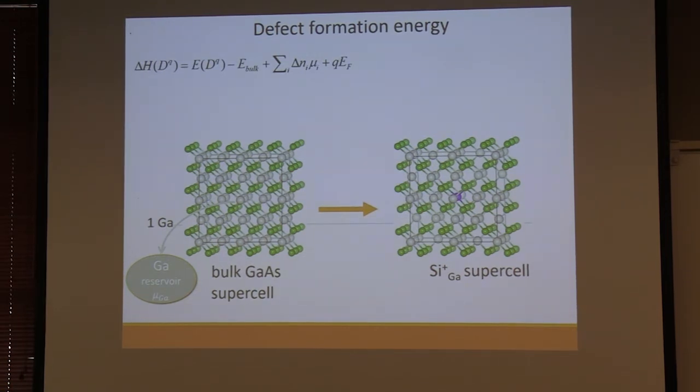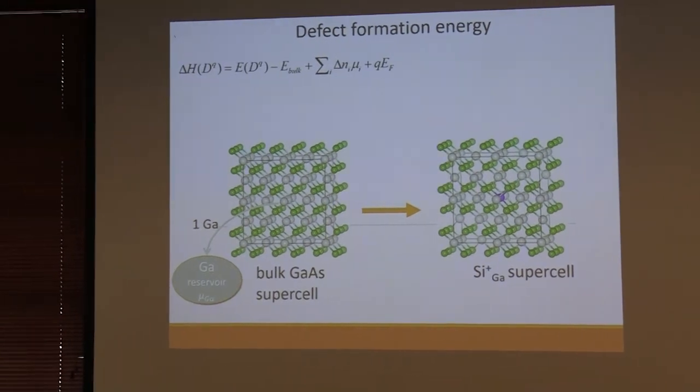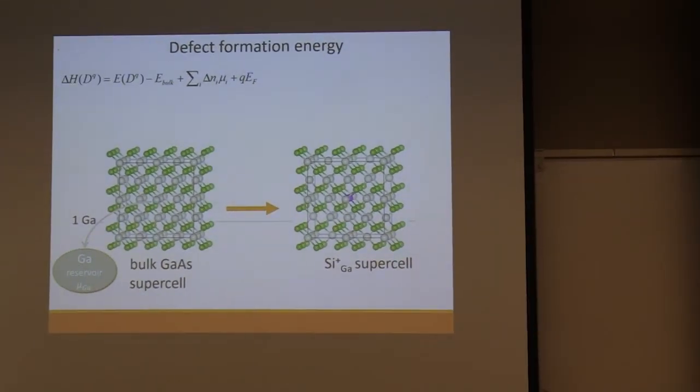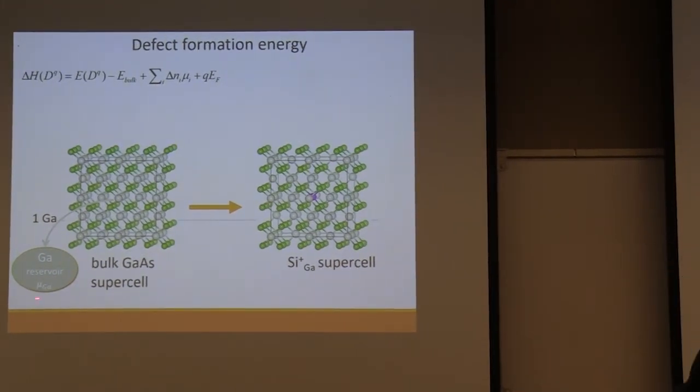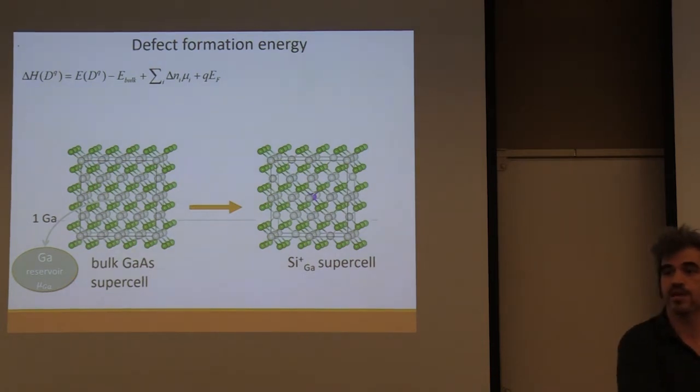And we have to put it somewhere. We can't just make it disappear. I don't know how much energy it costs to make something disappear, but we can calculate how much energy it takes to move something from one place and put it somewhere else. So we have to have a reservoir. When we take this gallium out, we put it into some reservoir.